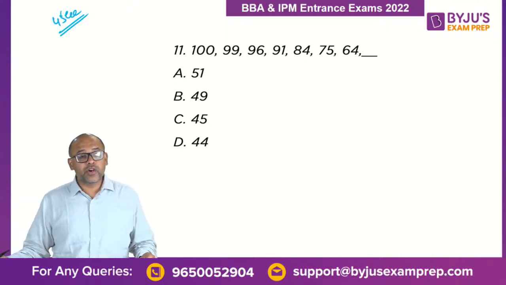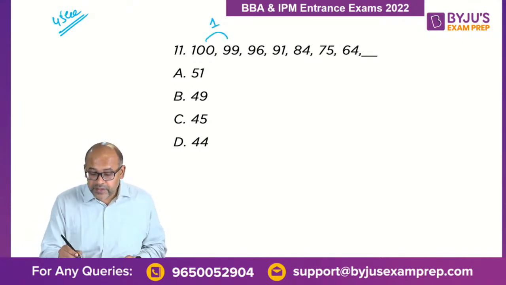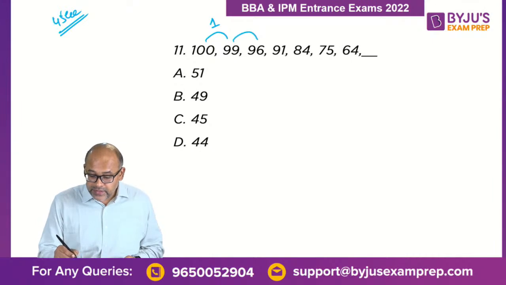Okay, that's your 45 seconds. So let's see what is happening in this question. 100 to 99, the difference is 1. 99 to 96, the difference is 3. 96 to 91, the difference is 5.